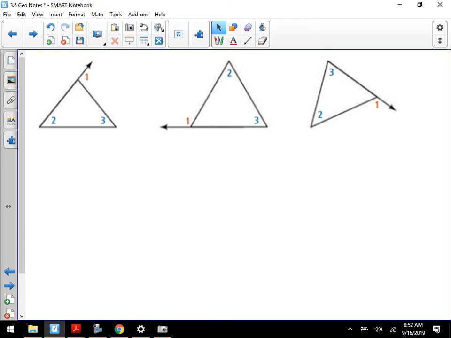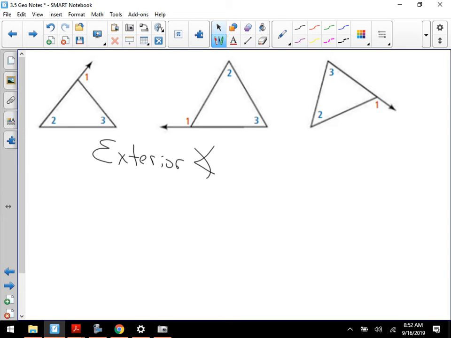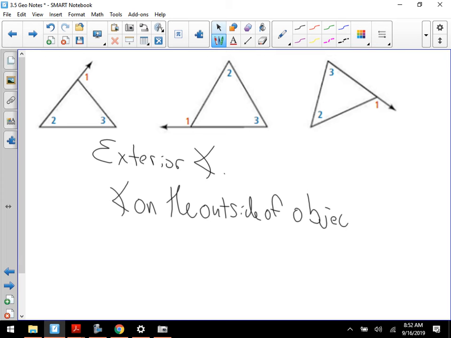You guys ever heard of a thing called an exterior angle? What is it? Yeah, it's just an angle on the outside of a shape. That's all it is. So it's not a real tough one here. Exterior angle. Really, really simple. It's an angle on the outside of an object. We use exterior angles a lot, especially later.